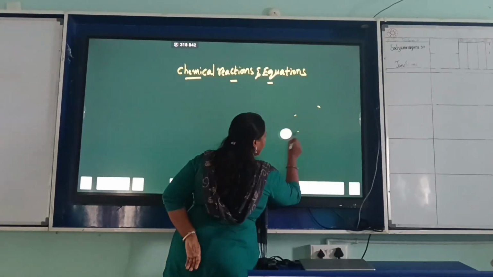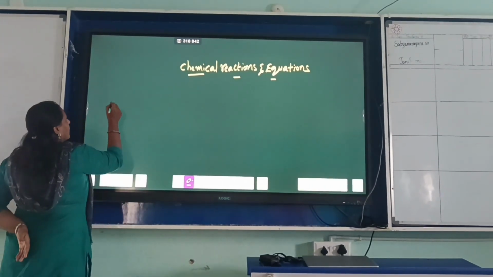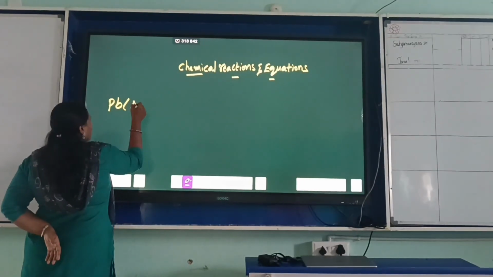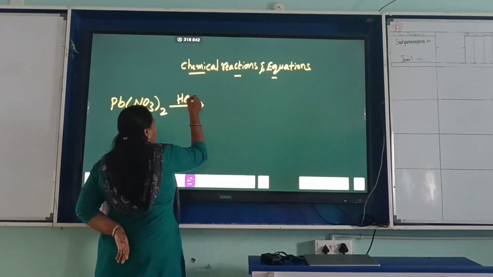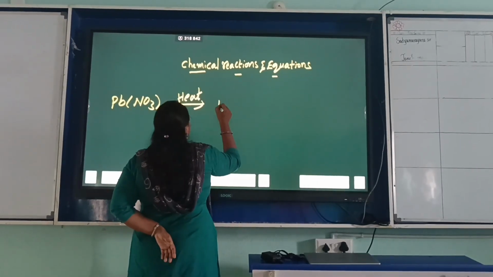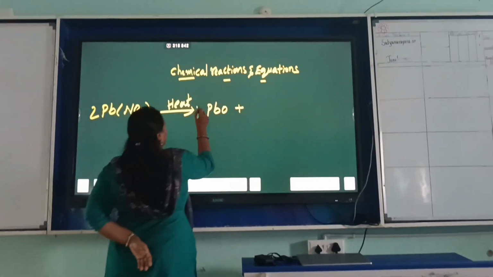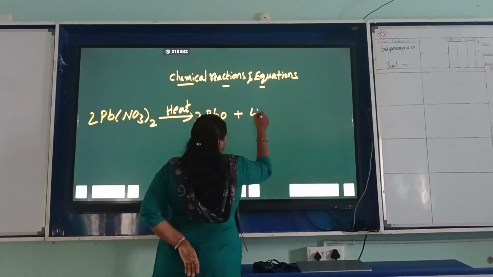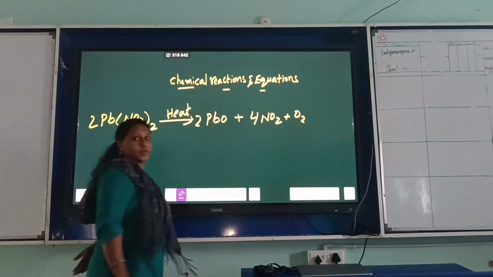Next, this is a decomposition reaction. Another example: lead nitrate in the presence of heat forms lead oxide plus four molecules of nitrogen dioxide and an oxygen molecule. If we use heat, the decomposition is called thermal decomposition reaction.